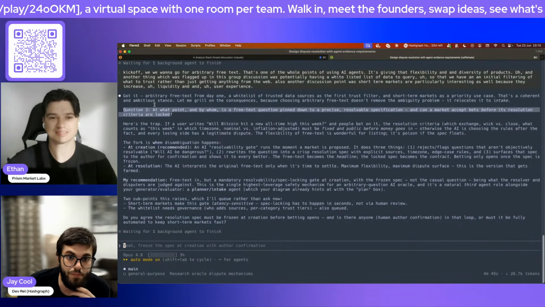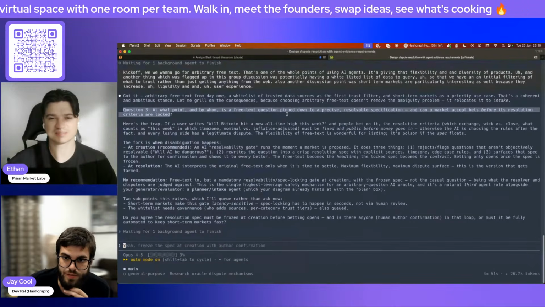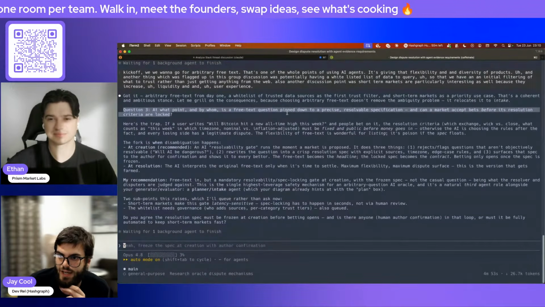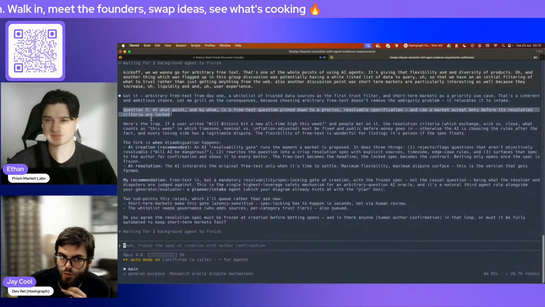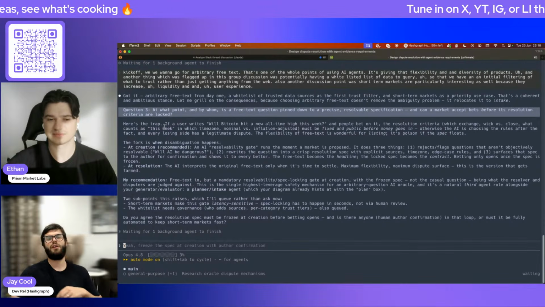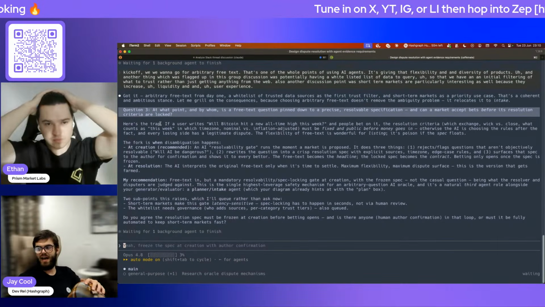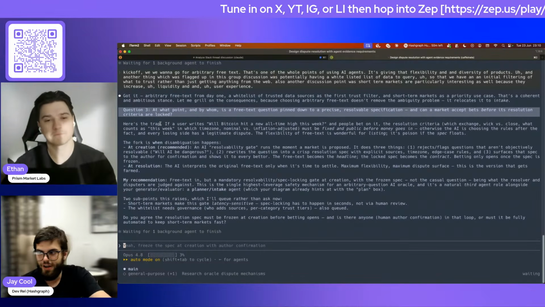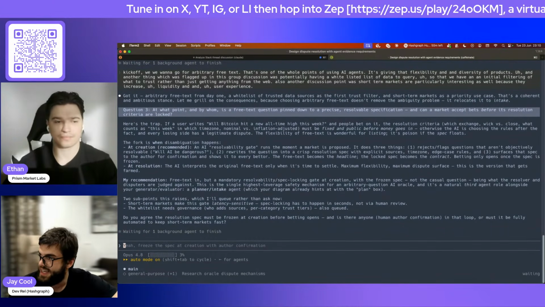At what point and by whom is a free text question pinned down to be a precise resolvable specification? Can a market accept bets before its resolution criteria are locked? So that's a good point, right? Because you want to do objective stuff, but then how do we determine whether a prediction is objective?